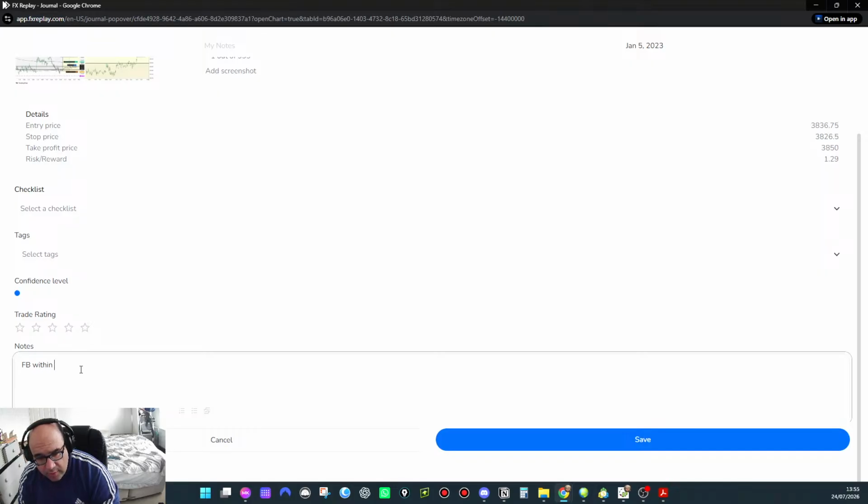Breakdown within the previous DVA, above the previous DVA low, aiming to take 90% off at the previous DVA VWAP and leave 10% runner for the previous DVA high zone, previous swing. I'm gonna press save.